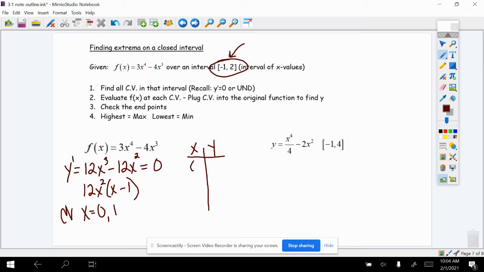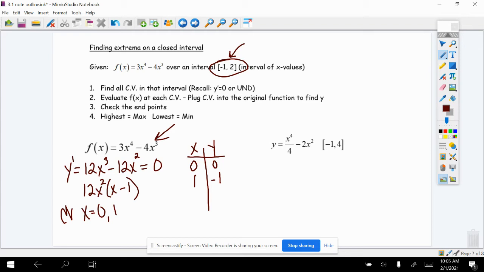So I want to see what happens when I put 0 in and what happens when I put 1 in. And you're going back to the original function. And you can use a calculator if you need to, although this one's pretty nice. You get 0 minus 0, so 0. And when you put 1 in, you get 3 minus 4, which is -1. When they don't let you use a calculator, you'll usually be working with very simple numbers.